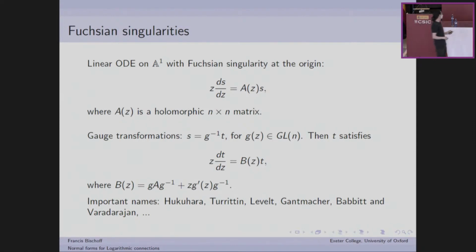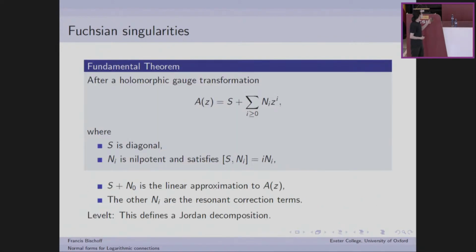And I think maybe the most important thing is the following fundamental theorem, which is telling us how to classify these things up to gauge transformation. So I called it the fundamental theorem. What it says is that you can always find a holomorphic gauge transformation which puts this matrix into the following form. Here, S is a constant diagonal matrix. And these N_i are nilpotent or upper triangular matrices. And they satisfy the following equation. The coefficient of Z to the i satisfies the equation that if you bracket it with S, it gives you i times the matrix.